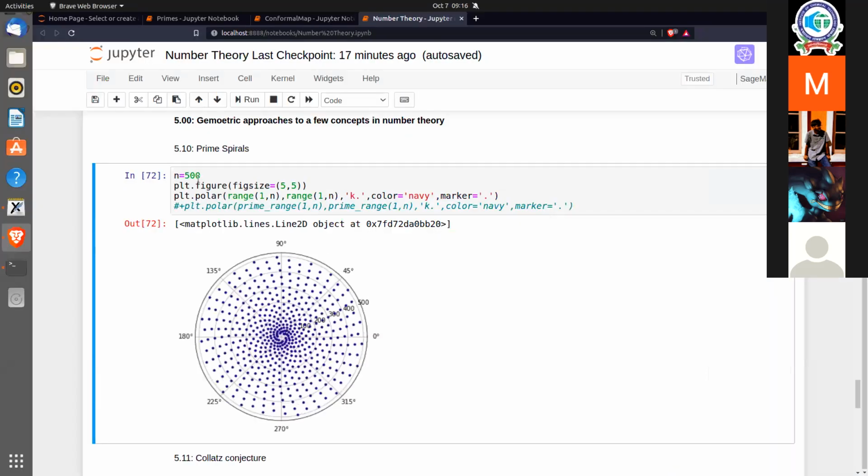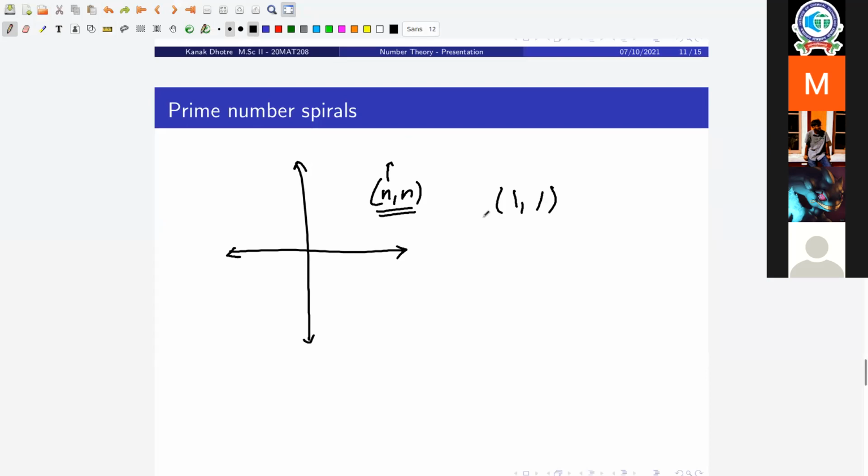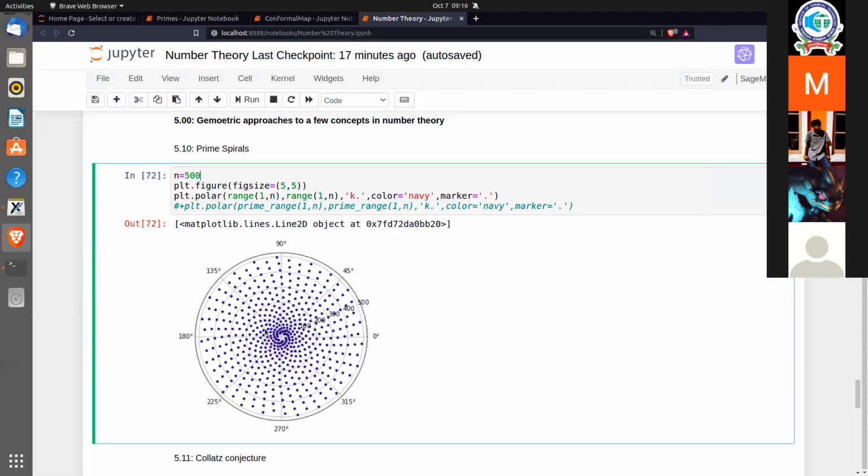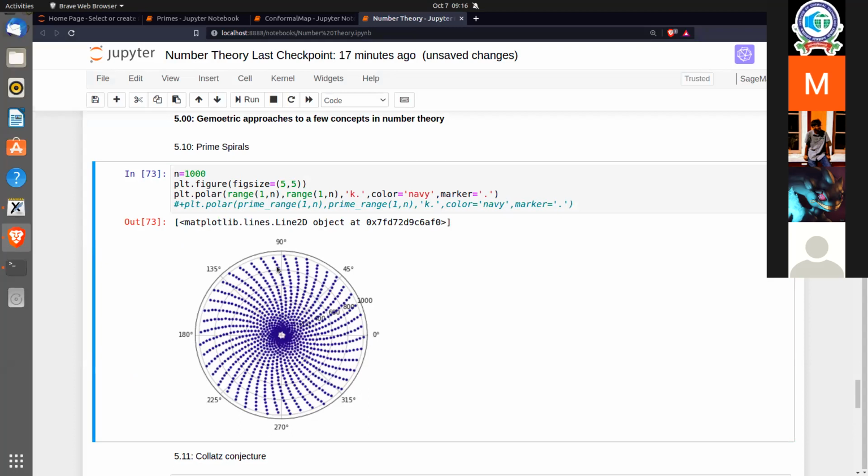So I've done that in some range, say from 1 to 500. So for instance, p comma p would just be a point that is at a distance of p from the origin, right, and makes an angle of p radians with the positive x-axis. So that is what I've done here. So you're getting these spirals, so to say. So these are what are called Euclidean, I'm sorry, I'm forgetting the name now. I think it is Archimedean spirals, yeah, sorry. So these are the spirals that you get.